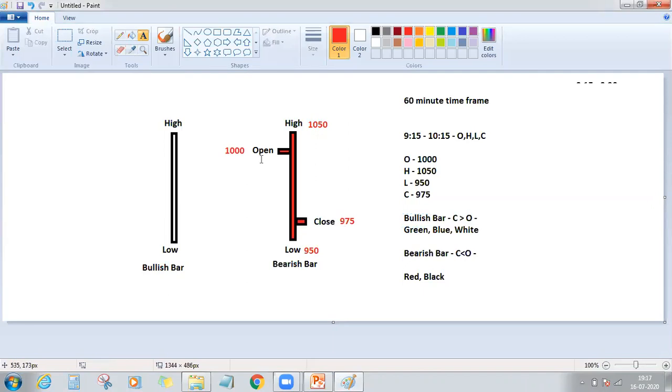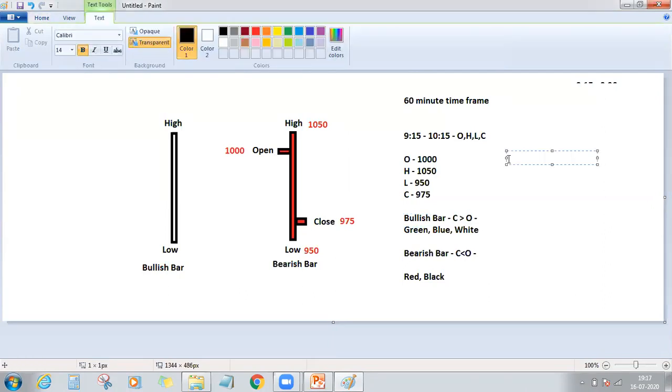Since the closing price is less than the open price, the right side tick is down and the left side tick is at the upper end. Let's take one more example now. This time the open price is 1000, high price is 1050, the low price is 950 and the closing price is 1025. So this time the closing price is greater than the opening price. So this should be a bullish bar.